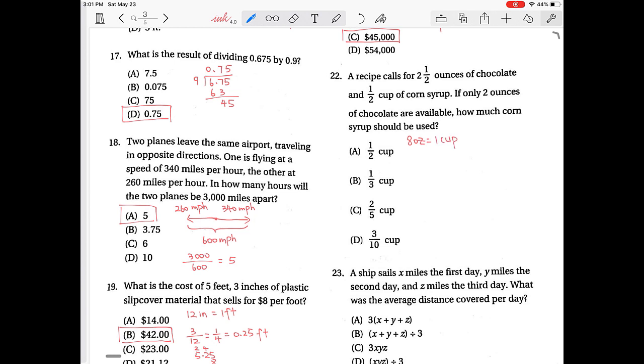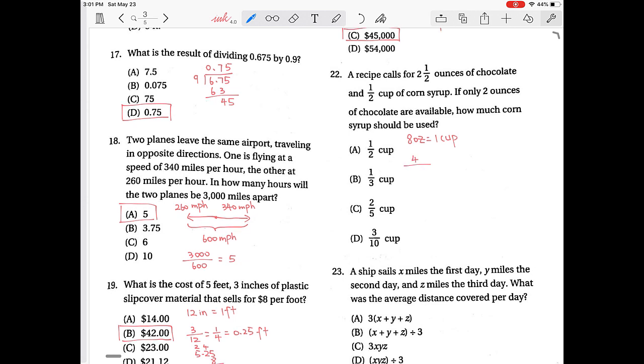Then we're going to find how much corn syrup is needed for each ounce of chocolate. That will be 4 over 2.5. I'm going to write 2.5 as 5 over 2. 4 divided by 5 over 2 is the same as 4 times 2 over 5. That will be 8 over 5. So 8 over 5 ounces of corn syrup is needed for 1 ounce of chocolate.